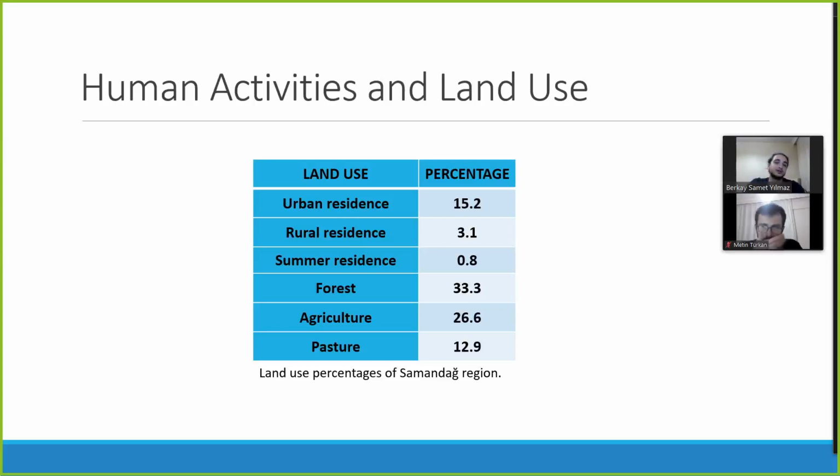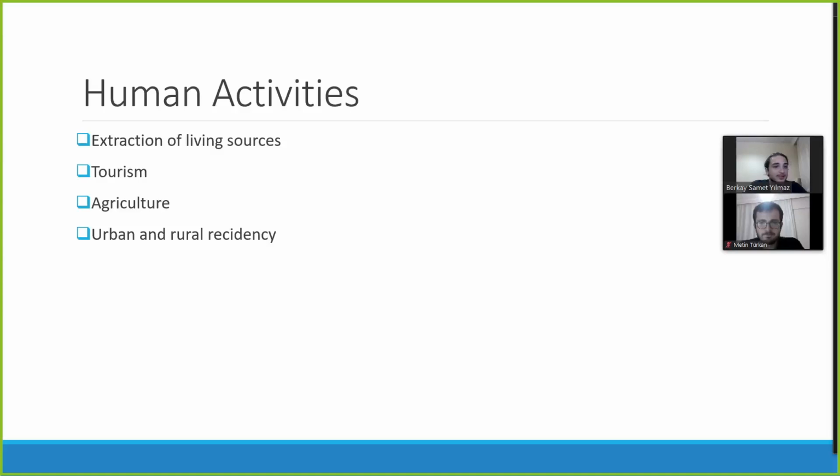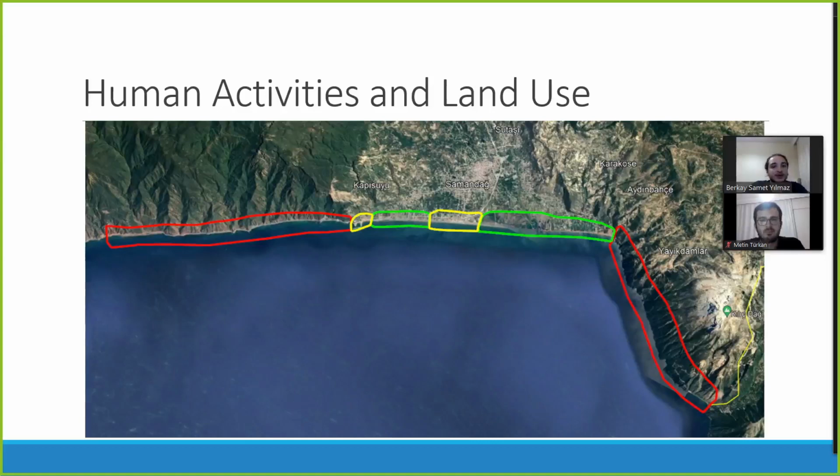20% of the Samandağ region is settled and 80% is non-settled area. As you see, the residence is low in some places, and it will be beneficial for tourism purposes for projections. We will see that next. Human activities in the region are extraction of living sources, mainly fishing and shrimps, tourism and agriculture, urban and rural residency and forests.